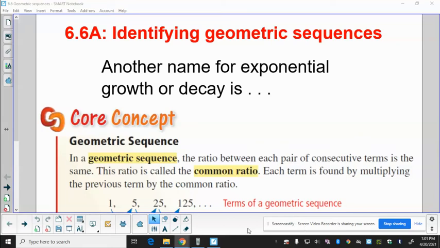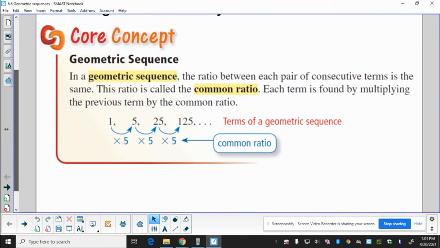Today's lesson, 6.6a, we'll split this into two parts. Identifying geometric sequences. As I've got denoted up here, another name for exponential growth or decay is a geometric sequence, as compared to an arithmetic sequence. We know now from what we've been studying with growth and decay. Let's look at this definition here. We actually know a lot about this already.